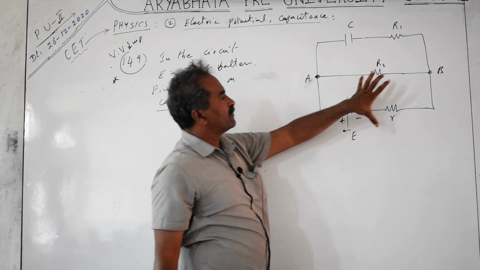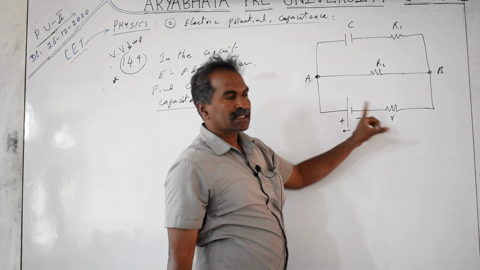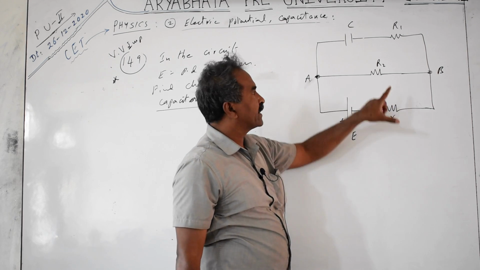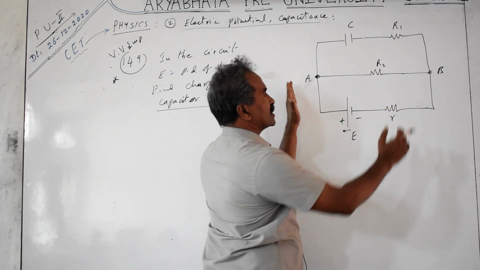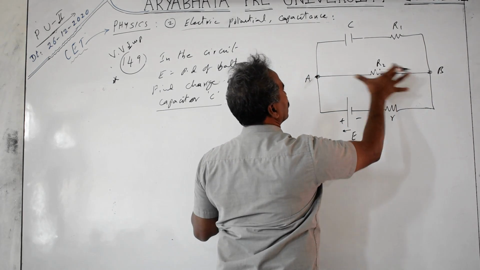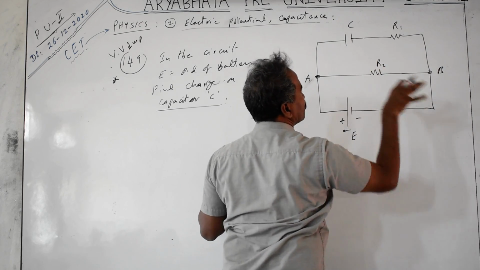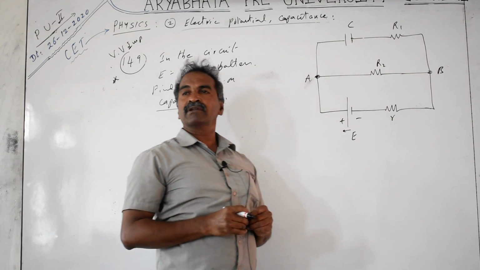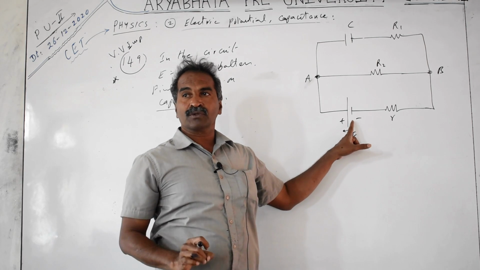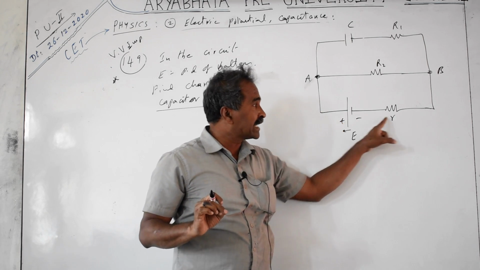In this circuit diagram, you are given a cell. This small r is a resistance in series with the cell, and then a resistance is connected across this combination of E and small r, and between A and B, a capacitor along with the series resistance R1 is connected. Symbols can change, and sometimes they will give you the internal resistance of the cell separately. Wherever the internal resistance of the cell is given, that should be taken in series with this.